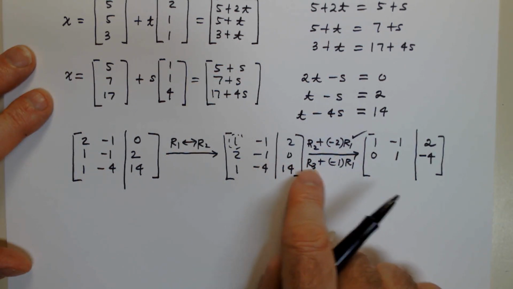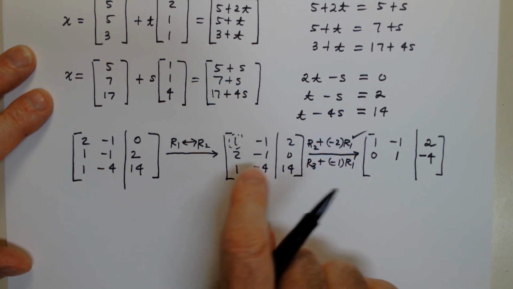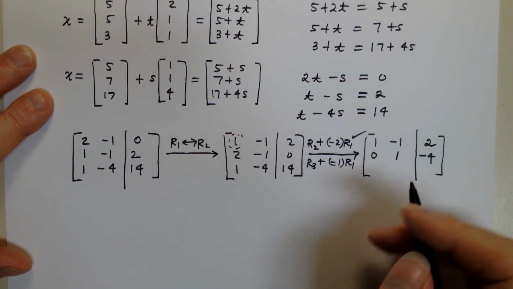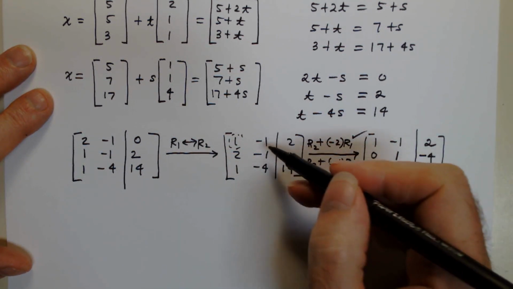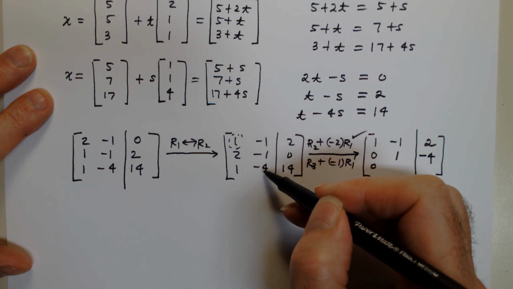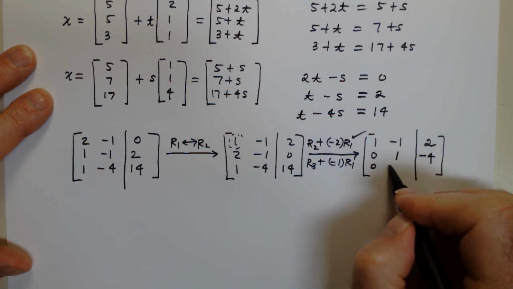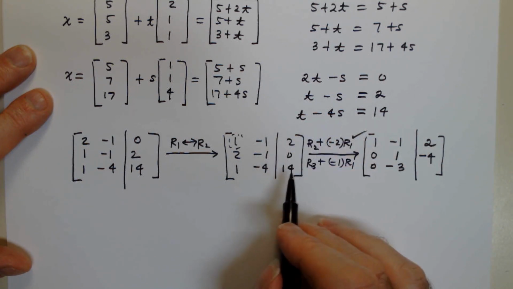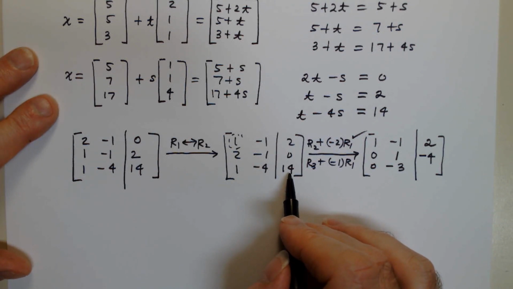Now I'm going to have an effect in row 3 according to this recipe. Now I'm multiplying by -1 and adding down, so that becomes a 0. I multiply by -1, so this becomes a 1. I add down, that becomes -3. I multiply by -1, so that's -2. I add that onto the 14, that becomes 12.